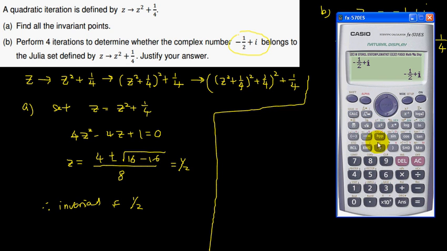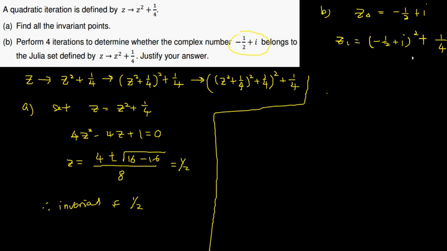Now taking this value as the initial value, I'm going to take the answer squared. I'm actually doing the function itself. So the outcome is negative half minus i. So that means if I expand this and rearrange this, I will get negative half minus i.